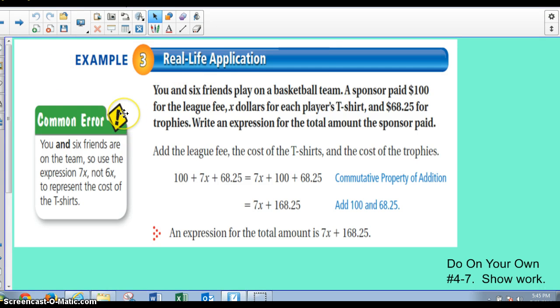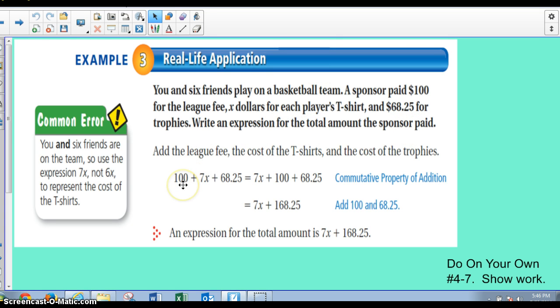You and 6 friends play on a basketball team. A sponsor paid $100 for the league fee. $100 straight out. Every problem in here is going to have $100. And X dollars for each player's t-shirt. And $68.25 for trophies. Write an expression for the total amount the sponsor paid. So you're going to add the league fee, the cost of the t-shirts, and the cost of the trophies. Because it tells you right here what he paid. You just got to get it all together.